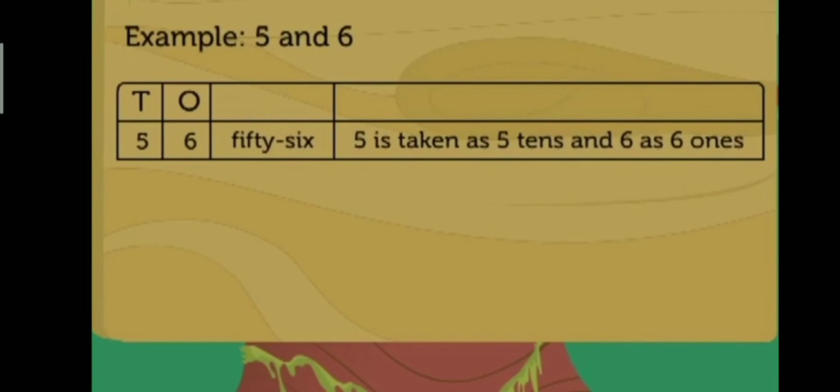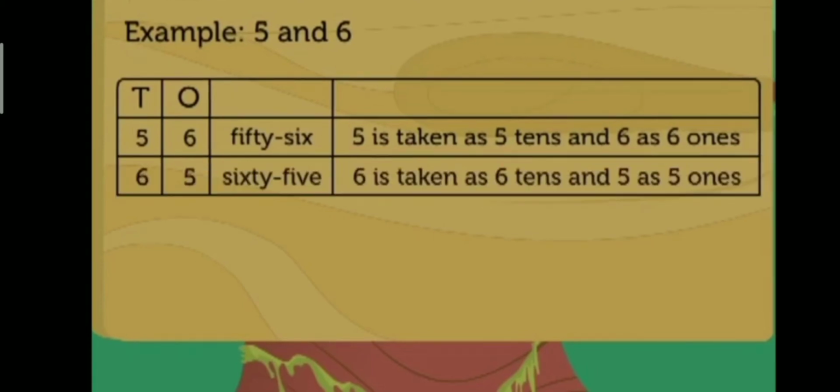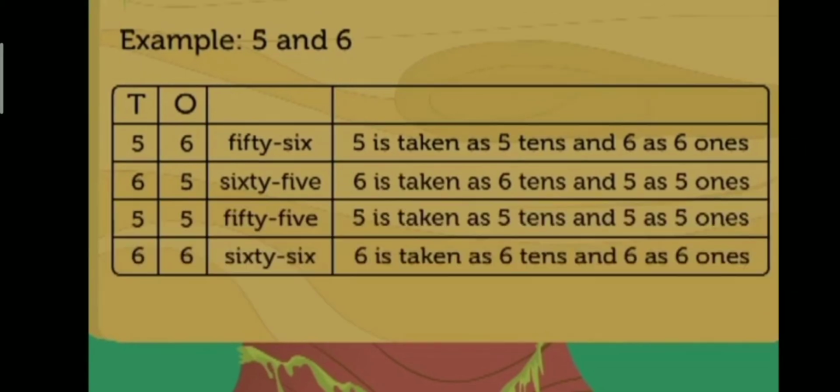Students, now let us write the numbers in decreasing order. So, when we will write the numbers in decreasing order, we will get the other number, that is 65. Here, 6 is taken as 6 tens and 5 is taken as 5 ones. Students, now let us repeat the digits. By repeating the digits, we can form two more numbers, that is 55 and 66.